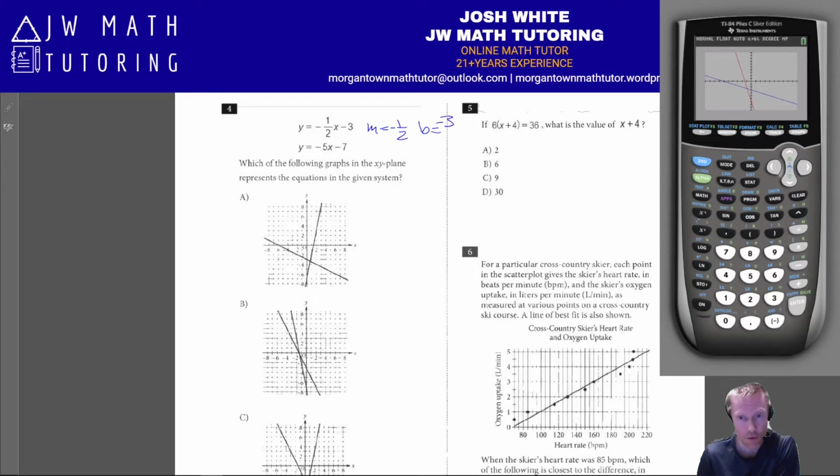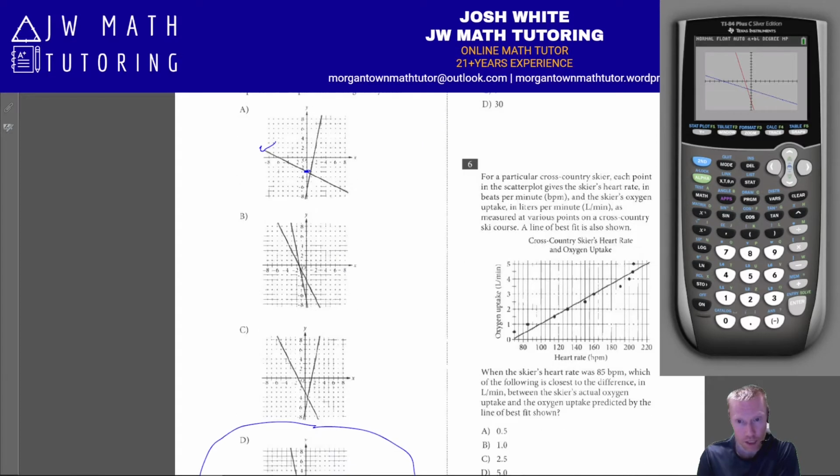All right, so if we go down here to A, do we see a line with a y-intercept of negative 3? Yes, this line right here. Does it have a slope of negative 1/2, which is going to be pretty flat? So it's like down 1, right 2, down 1, right 2, down 1, right 2. Yes, so this one checks.